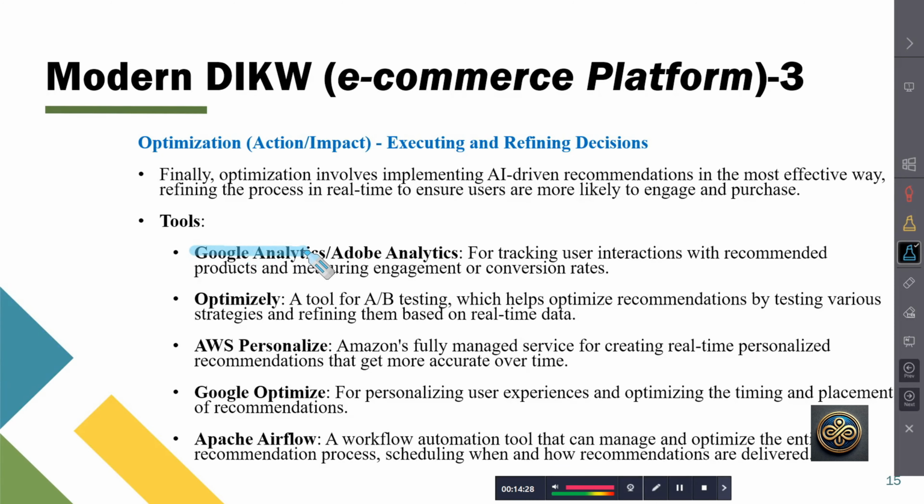Google Analytics and Adobe Analytics. These tools are used to track how users interact with the recommended products. They provide metrics for click-through rate, engagement, and conversion rate. That is helpful for refining the recommendation process. Optimizely. This is an A/B testing platform. Because this allows us to test different recommendation strategies with real users and optimize the experience in real time based on data.